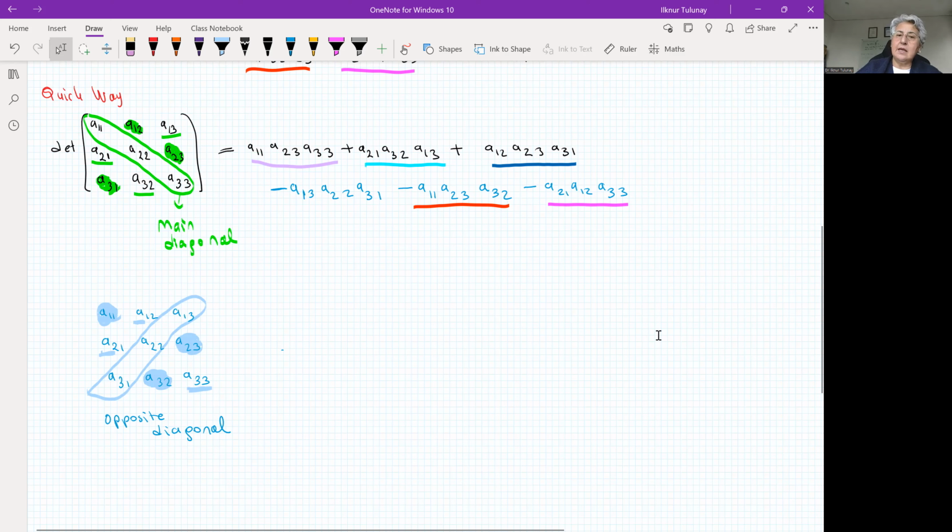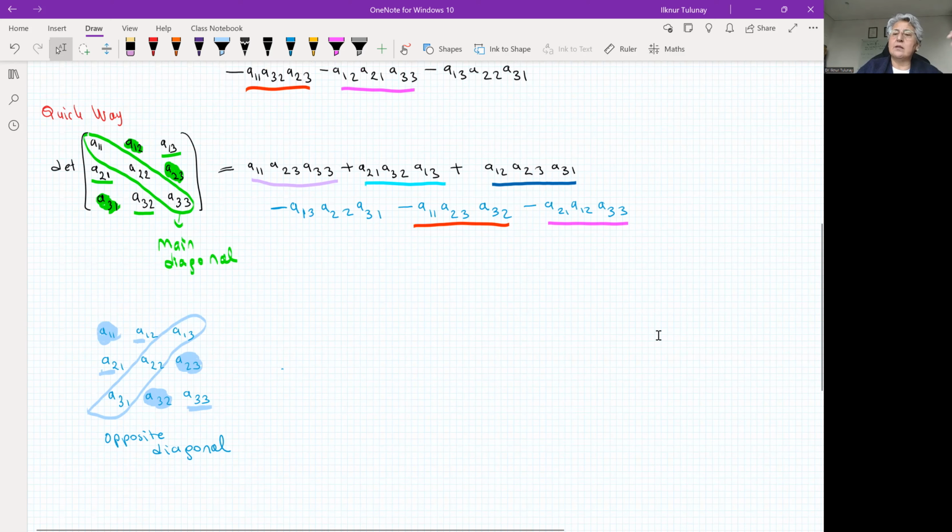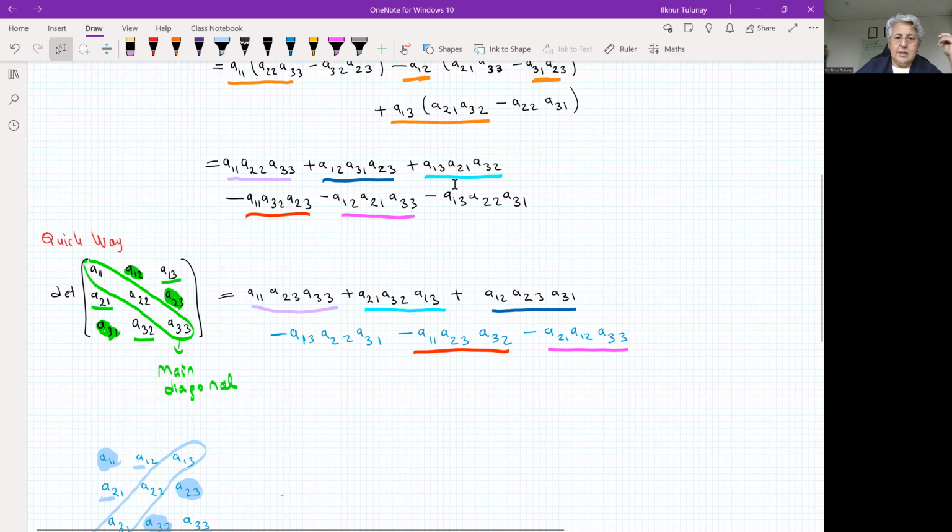And now let's see, this is equivalent to the ones that we found. What I mean by that, this is equivalent to that one. So this one here, A11, A22, A33, is this one. This positive one, 1, 2, 3, 1, 2, 3, is this one. 1, 2, 2, 3, 3, 1, this one. And this one here, A21, A32, A13. So this one is equal to that one.